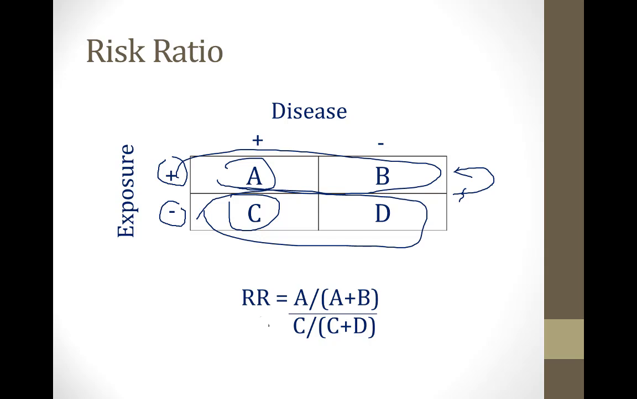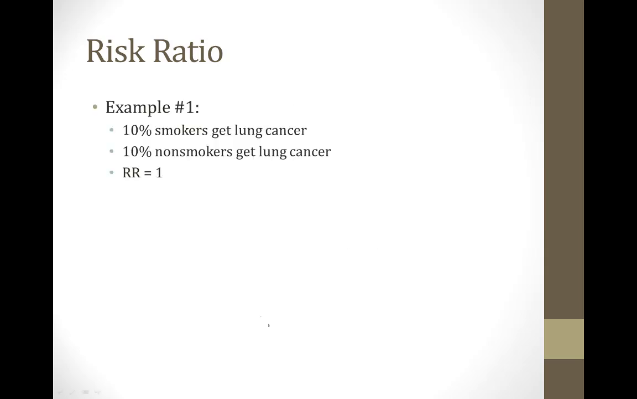Very easy to calculate. So let's go through some simple examples of how to interpret the risk ratio, because that's what you're often asked to do on exams. Let's suppose 10% of smokers get lung cancer and 10% of non-smokers get lung cancer. This means there's a risk ratio of 1, and it implies that smoking does not increase the risk of developing lung cancer. Now let's suppose 50% of smokers get lung cancer and 10% of non-smokers get lung cancer. Well, this would give you a risk ratio of 5, and like I talked about before, this means smokers are 5 times more likely to get lung cancer than non-smokers.